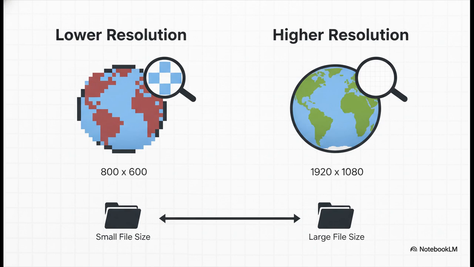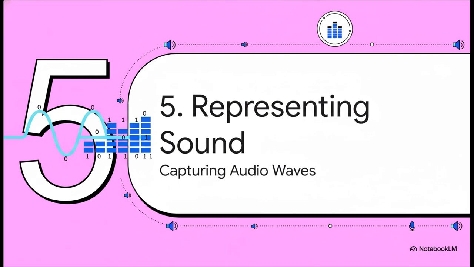And you've probably guessed it by now. It's the exact same trade-off. A higher resolution means more pixels, which creates a much sharper, more detailed image. But more pixels means more data to store, which again leads to a much bigger file size. See the pattern?